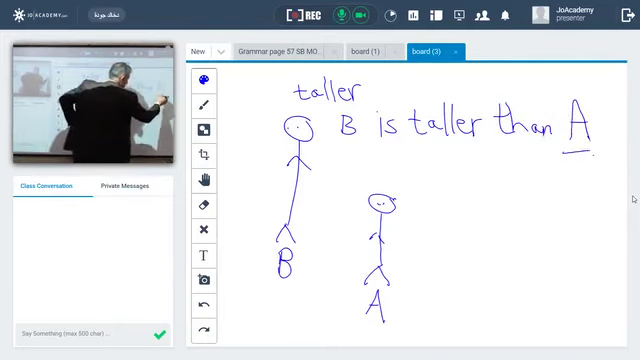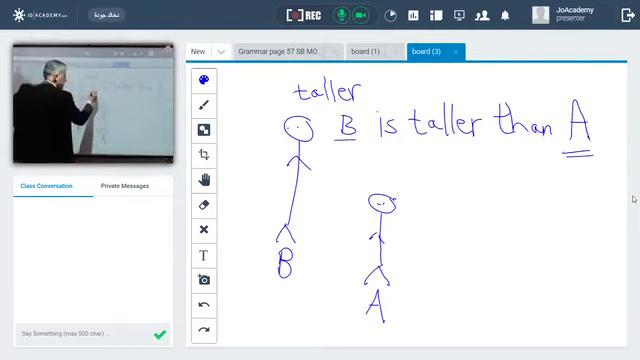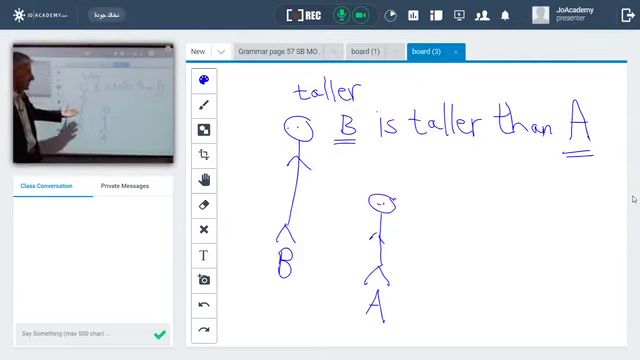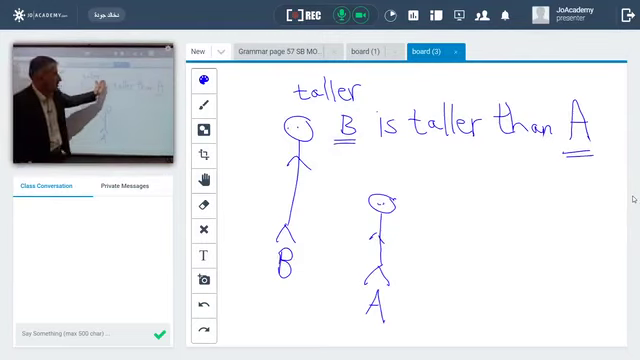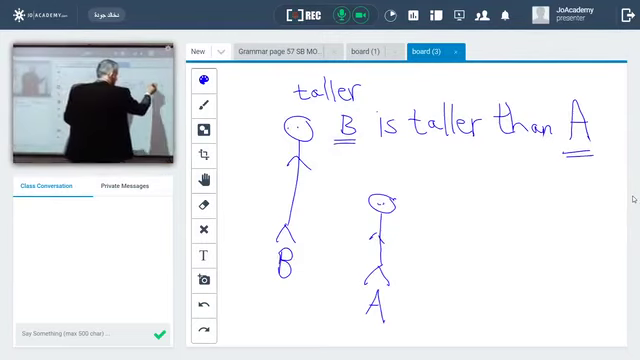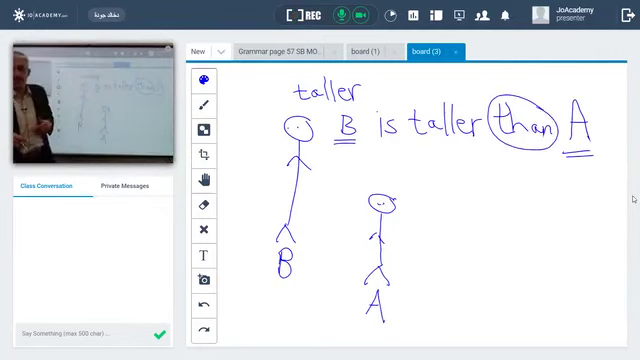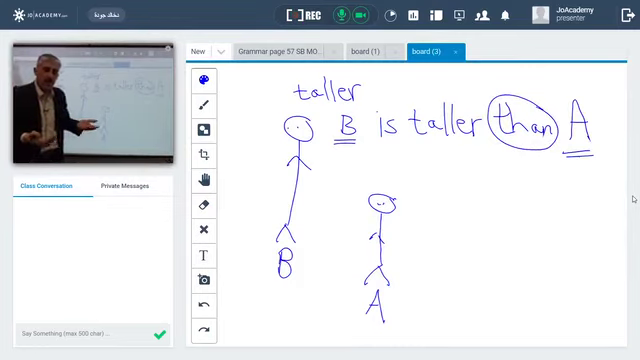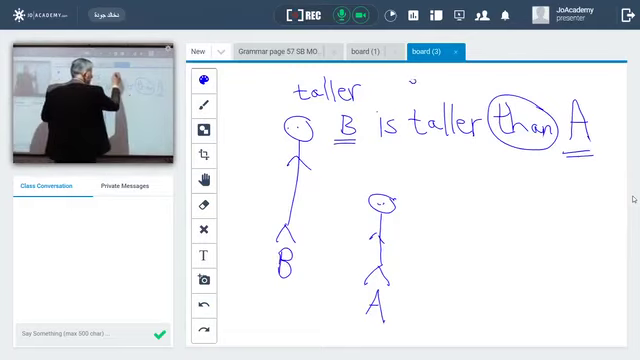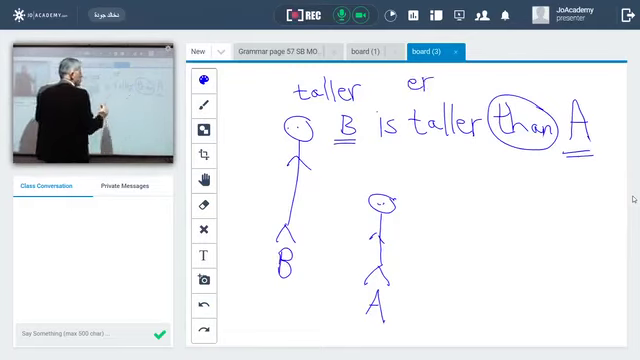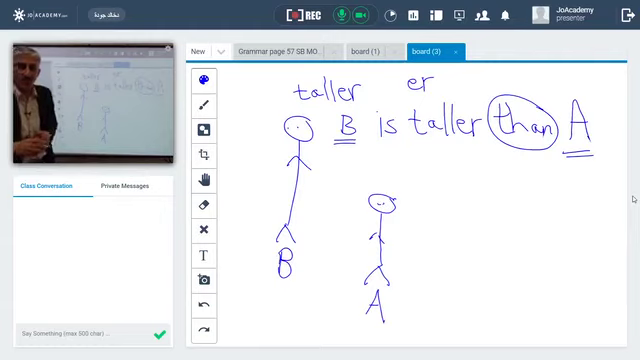Okay, so I'm comparing the two persons. I'm comparing B and A. I'm saying B is taller than. So we have "than" here. We have to put it after the adjective. Taller than, bigger than. And we have to add ER to the end of the adjective.